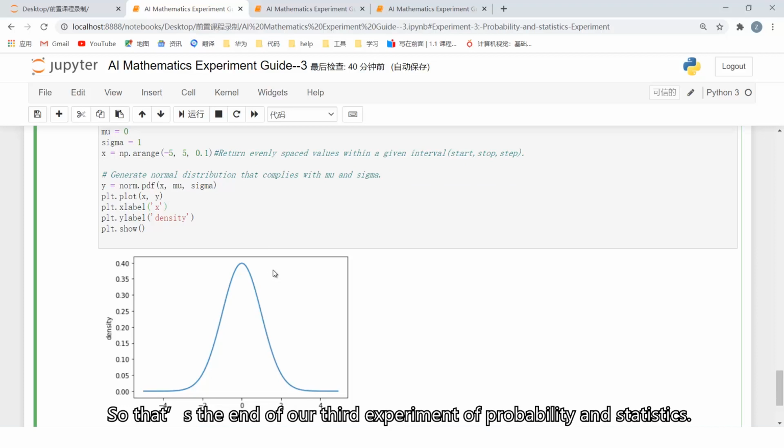So that's the end of our third experiment of probability and statistics.